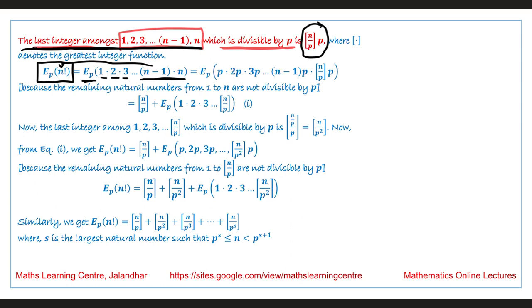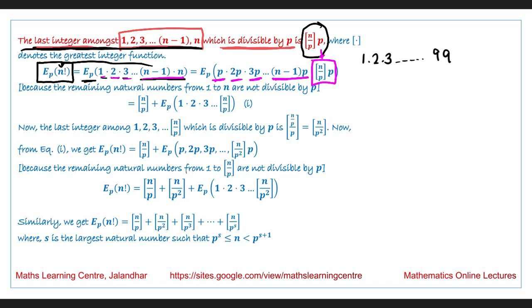Now look at these terms. We are saying it is 1 into 2 into 3 so on up to this. We can write it as p into 2p into 3p into (n minus 1)p, and the last term we have is the greatest integer of n by p into p. So if we look at this step, what we are doing is, in the previous case we were taking 1 into 2 into 3 so on up to 99.